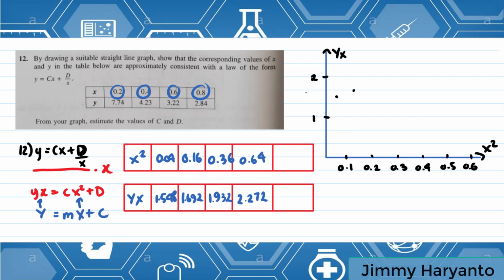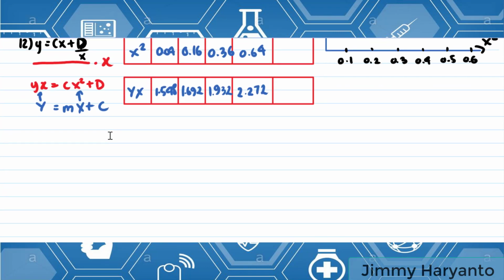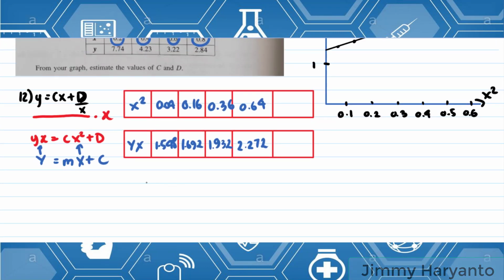And then 0.36 and 1.9, and then 0.64 and 2.2. And then we will have the straight line. This is the graph, the straight line, and then I will have to find the gradient as usual.